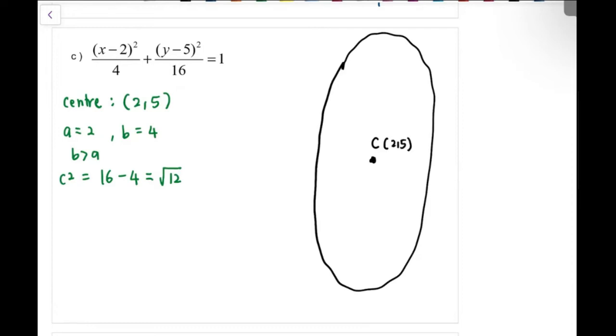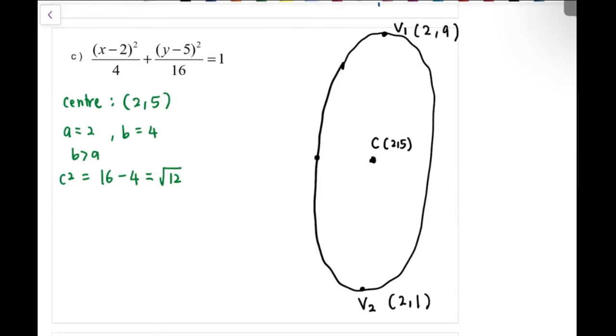Okay. Next one, V1 and V2 lies on major. Ingat sekarang B yang major, so dia ada dengan paksi B. So V1, ingat Y coordinate yang bergerak X fix. So X ada 2, distance is 4. So we have 2, 9. Okay. For V2 sama juga X fix Y yang bergerak. So we will get 2, 1. Because distance tadi 4. So, 5 tambah 4 dapat 9. 5 tolak 4 dapat 1. Settle for major. Now, move on to minor.